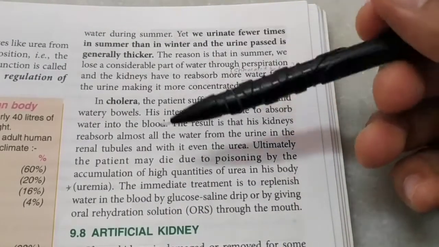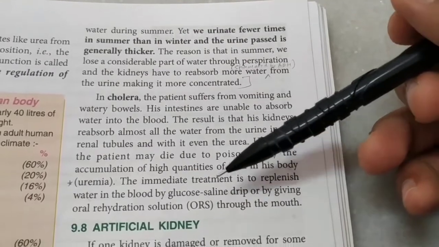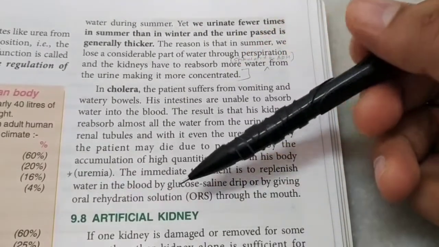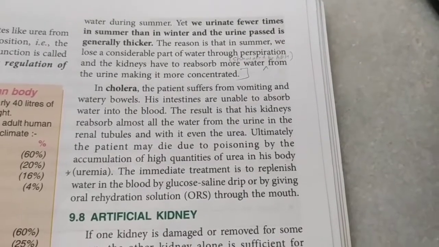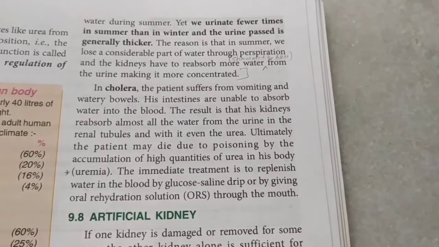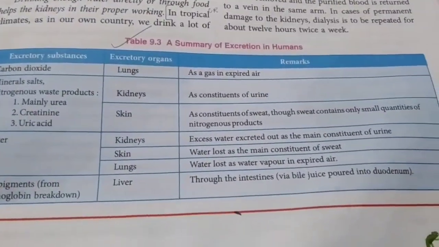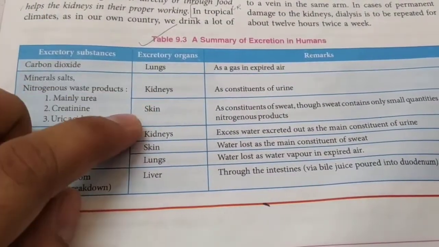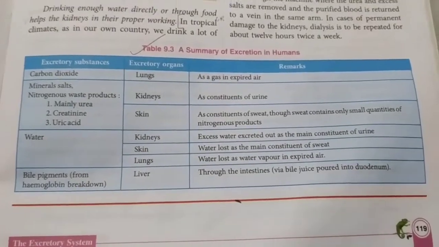That is why it's very important that you drink a lot of water, or you go for a glucose saline drip. You can even drink ORS, oral rehydration solution, like electrol powder, etc., which has salt, sugar and water, to keep your osmotic pressure of the blood and the concentration of the blood intact. This is a summary of the various excretions done by the body. You can see lungs, kidneys, skin, liver, all of them contribute to excretion, but this chapter was focused on only the kidney.